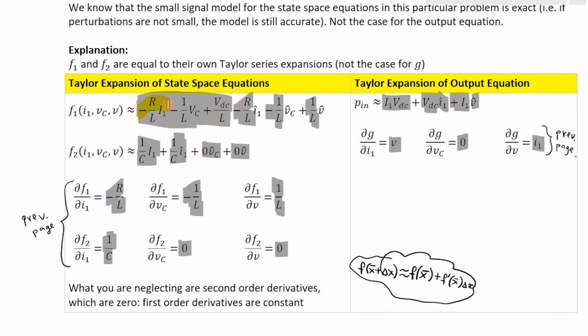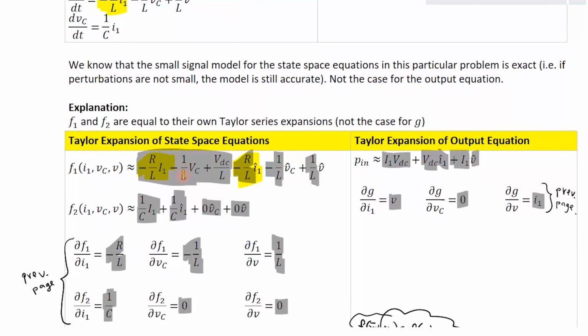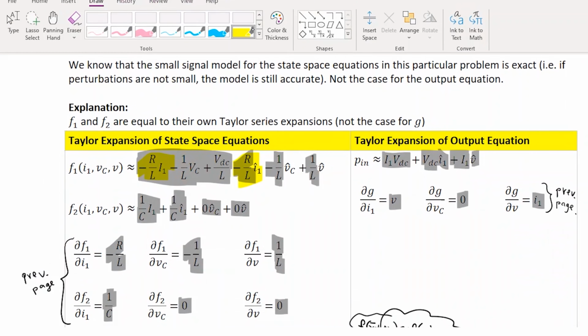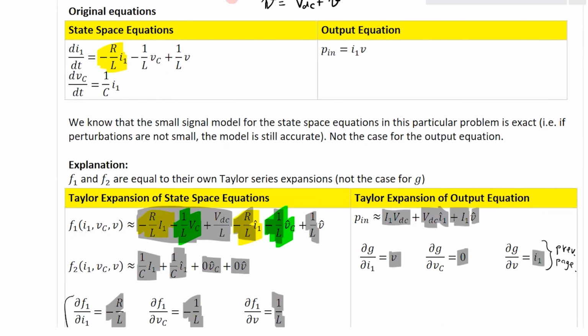You see this guy plus this one is the same thing as negative R over L times the entire I1, because you see perturbation plus DC value. This is this guy. Then we have minus 1 over L VC capital, and we have this one. This is exactly equal to this one.